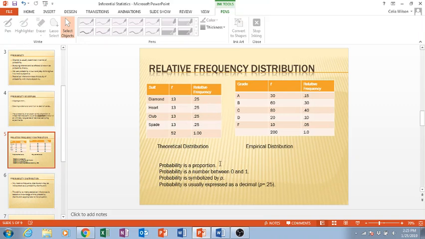So it's a proportion. It's going to be between 0 and 1, because if you think about it, you can have no probability all the way up to 100% probability. But we can't go less than 0, and we can't have more than 100% probability, right? When we look at it in writing, in the literature, and then when we're writing our own work, we're going to symbolize it by this lowercase italicized p. And it's usually expressed as a decimal, but you can mentally think about that as a percent.